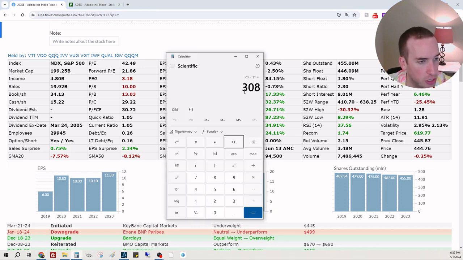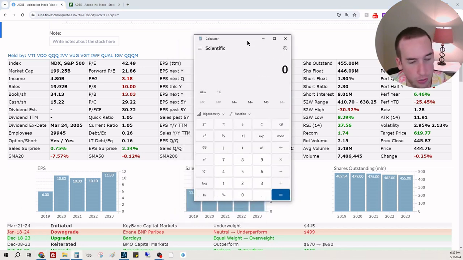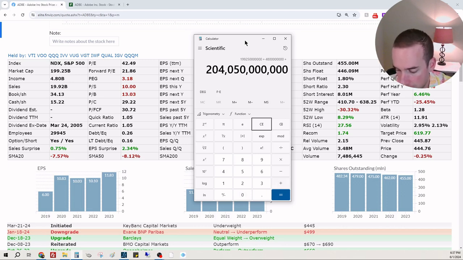Okay, we're gonna run my calculation now. And this is gonna give us a good idea of where we're at. So 199 billion, 250 million in market cap, very nice. Plus 4 billion, 800 million in income, good for them. Plus they do 19 billion, 920 million in sales, freaking fantastic. My guess is they're gonna start doing a dividend within the next 3 years. That's my guess.